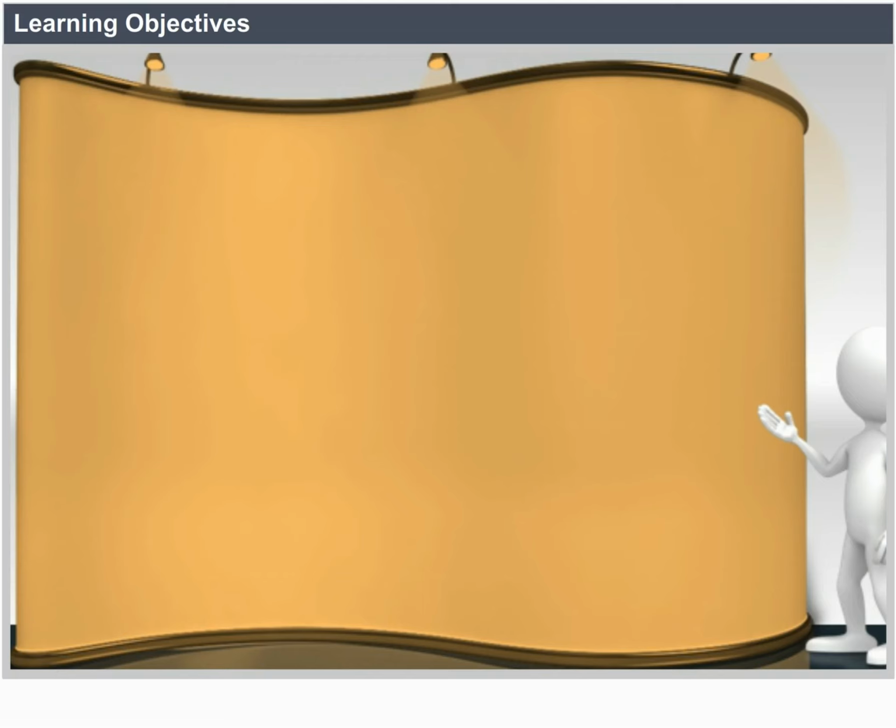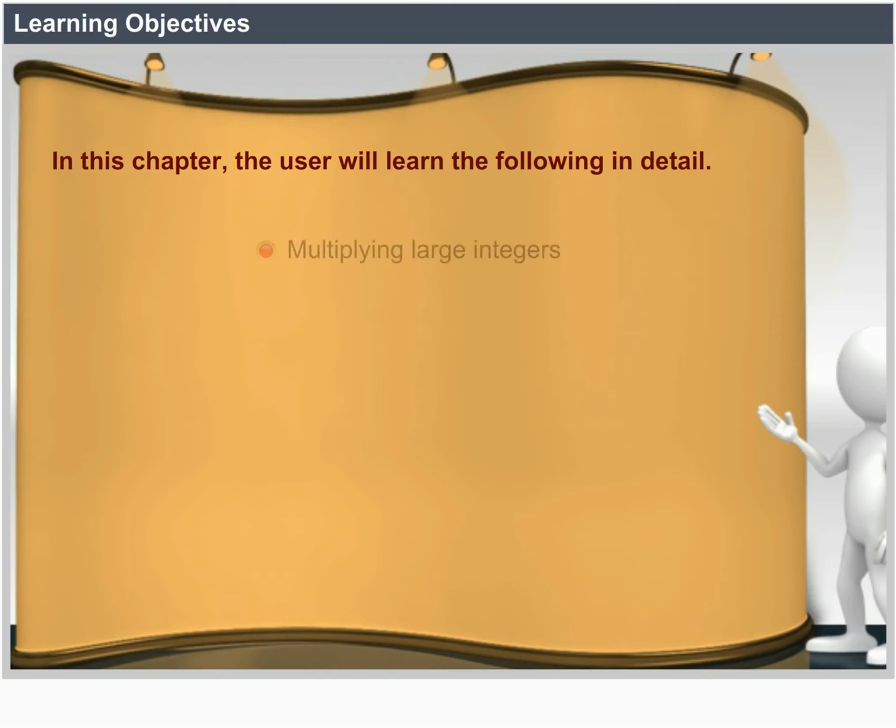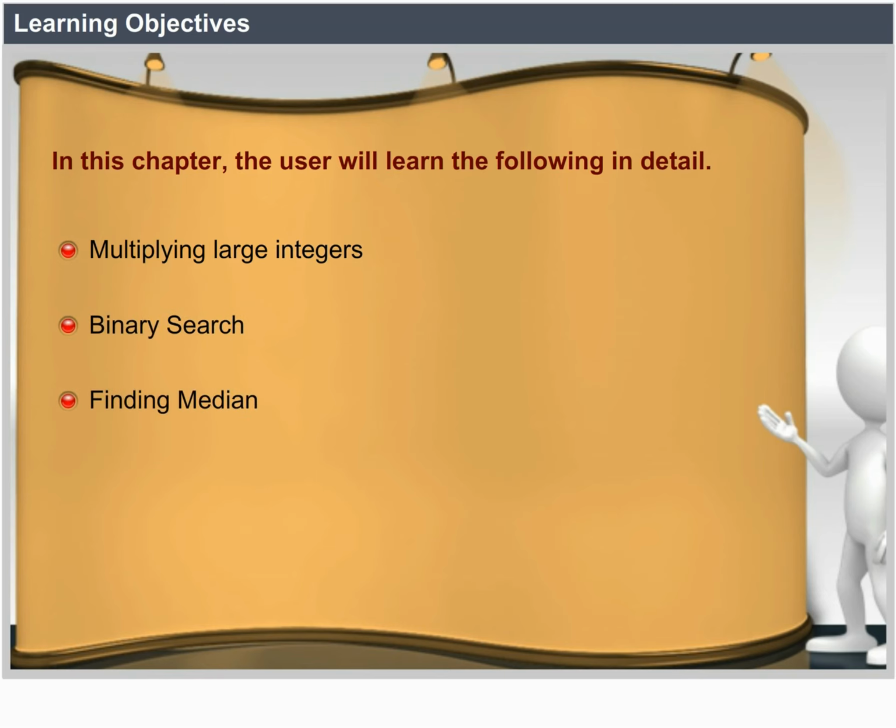Learning objectives. In this chapter, the user will learn the following in detail: multiplying large integers, binary search, finding median, quick sort, matrix multiplication. Binary search.